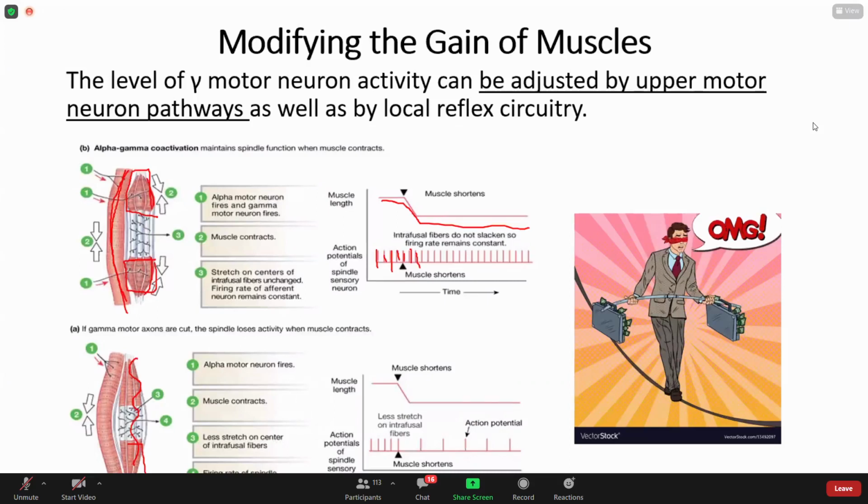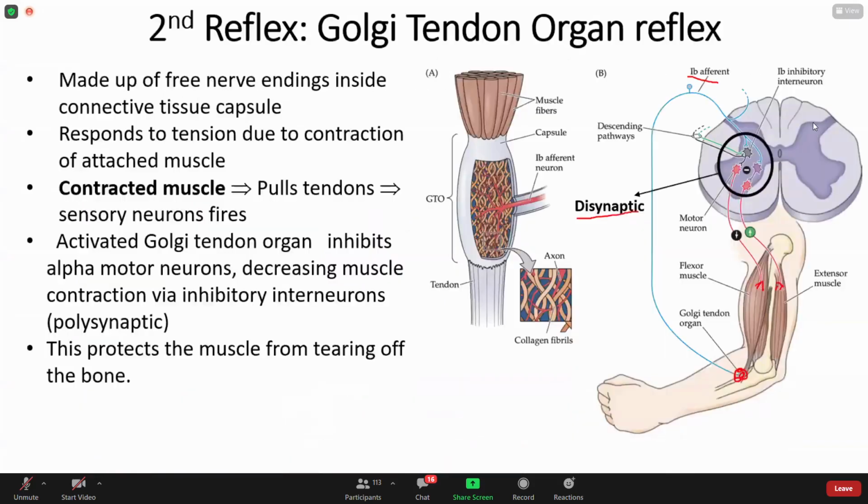Questions? In Golgi tendon reflex, are there two interneurons? Yes, so in Golgi tendon reflex, the sensory neuron is going to synapse with interneurons, one that is going to be inhibitory and the other one is going to be excitatory. And so both cases are going to be via interneurons, and this is why it's called disynaptic, okay? Because there is an involvement of the interneurons.